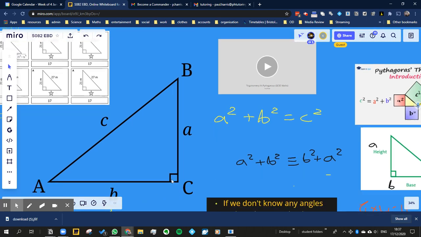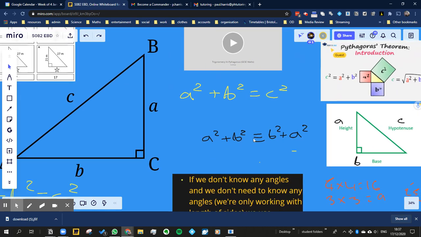When we look at the Pythagoras equation over here, the C is the hypotenuse, and the A and the B are the other two sides, and it doesn't matter which way round you put them, because A squared plus B squared is the same as B squared plus A squared anyway.